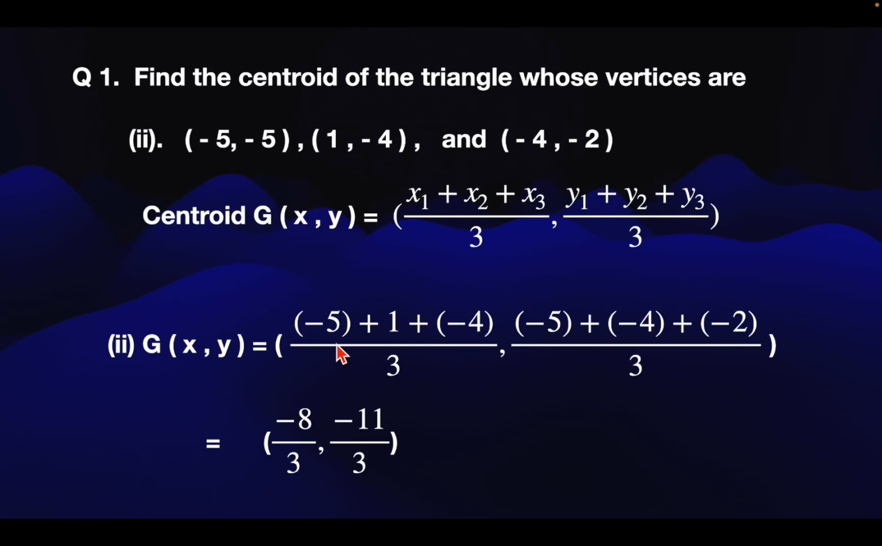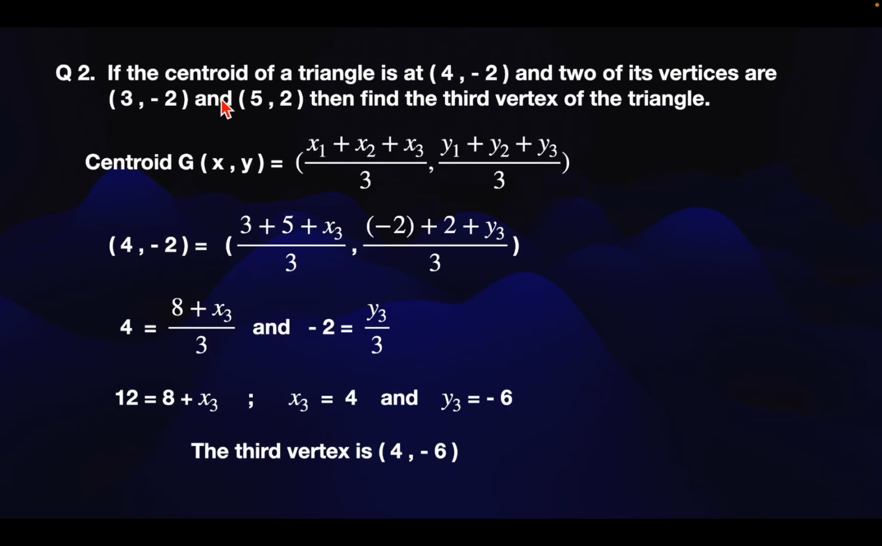Okay, next sum. So these are the three vertices. This is x1 y1, x2 y2, x3 y3. First write down the formula for the centroid. G(x, y) is equal to x1 plus x2 plus x3 upon 3, comma, y1 plus y2 plus y3 upon 3. Okay, substitute here: x1 is minus 5, x2 is 1, x3 is minus 4, upon 3. Similarly, y1 is minus 5, y2 is minus 4, y3 is minus 2. Substitute and simplify, you will get this answer.